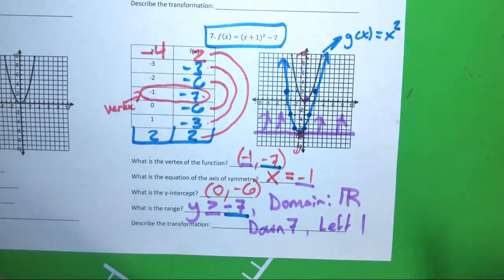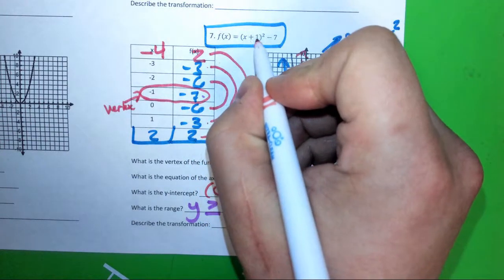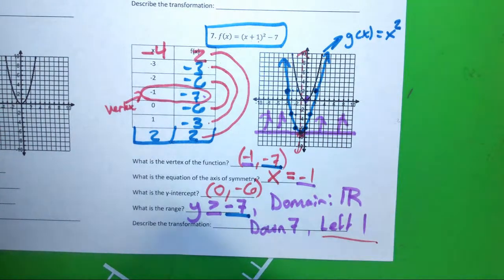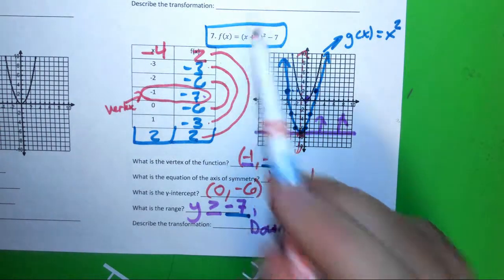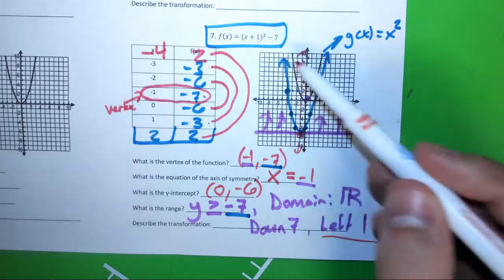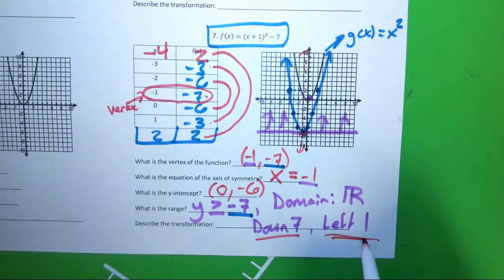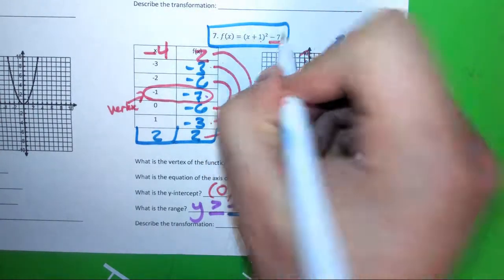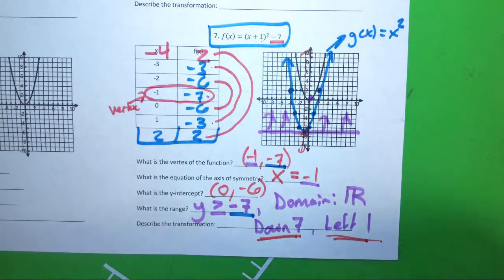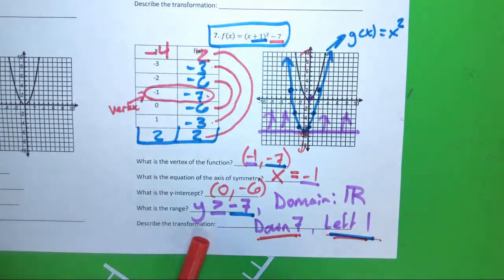So if we come back to our transformations, and we look at our transformation notes video, we remember what those look like. Inside the parentheses, we do the opposite of what we expect. That was +1, so that meant we went left 1. We go in the negative x direction when we add. Now, outside the parentheses, our -7 does exactly what we expect. -7 means we're going in the negative y direction, which is down. So we went down 7. Down 7, left 1. Okay, there's our down 7, and our left 1. Okay, so there's the gist about parabolas.